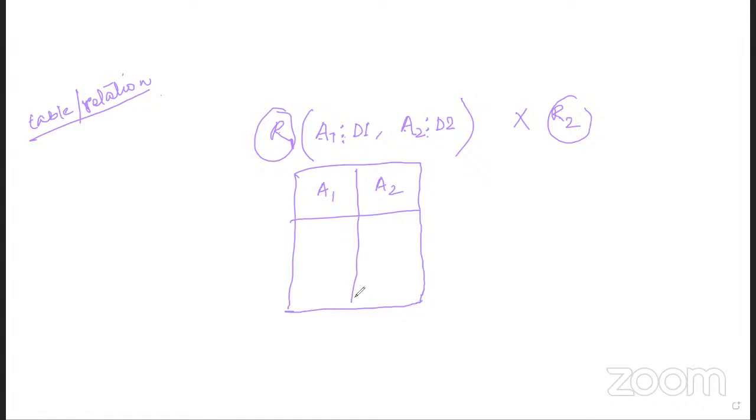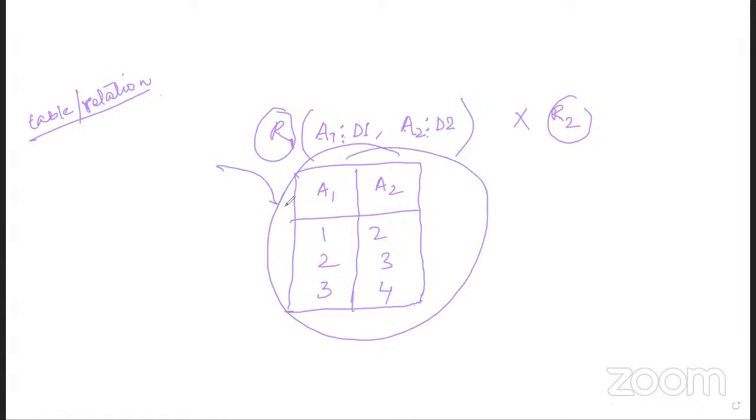Logically, it will look like this, for example 1 2, 2 3. Now this 1 2 is a relation, right? Because 1 comes from D1 and 2 comes from D2, from that cross product. Everything is a relation in the DBMS. The whole set, all the relational schema and the data instance together, we call the relation.